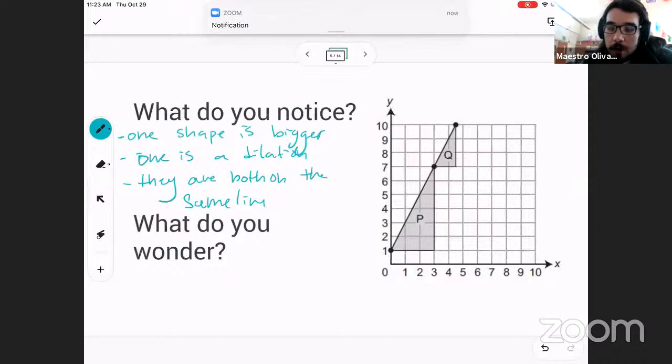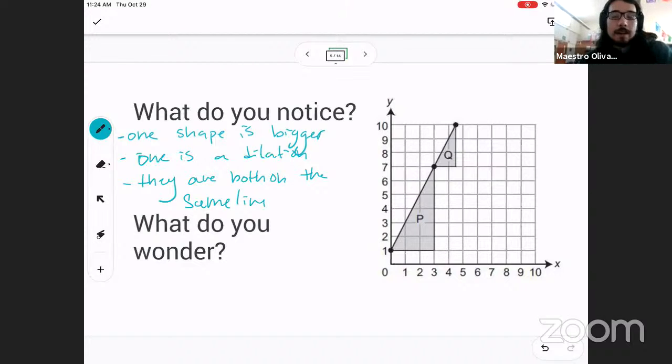For Q, if you go down there, it's going to be 4.5. Okay. So I'll say this. These are dilations. So one triangle is the same shape as the other one, except one is bigger than the other one. They are both on the same line.